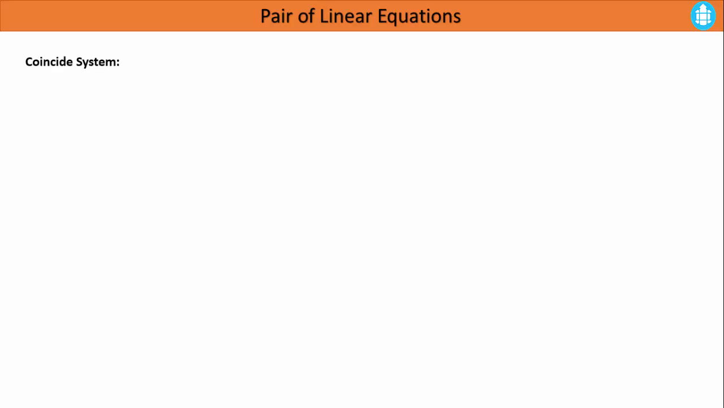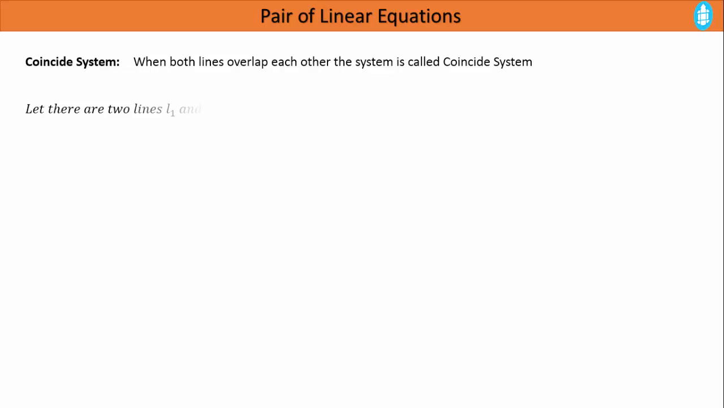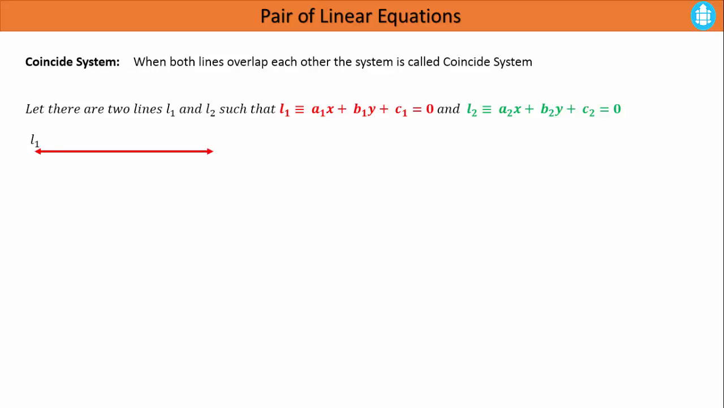Now let us see the coincident system. When both lines overlap each other, the system is called a coincident system. Let there be two lines L1 and L2 such that L1 is A1x plus B1y plus C1 is equal to 0 and L2 is A2x plus B2y plus C2 is equal to 0. So it is our L1 line and another line is overlapping on it. So it is our L2 line. It provides many solutions, or infinite solutions.